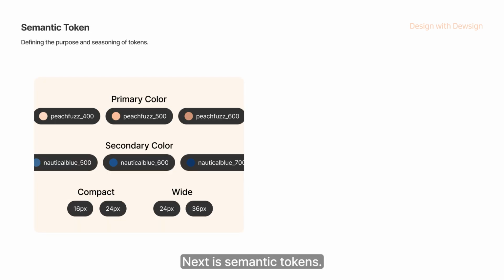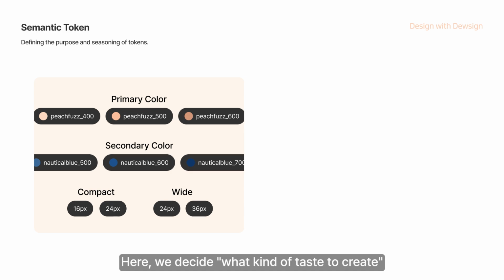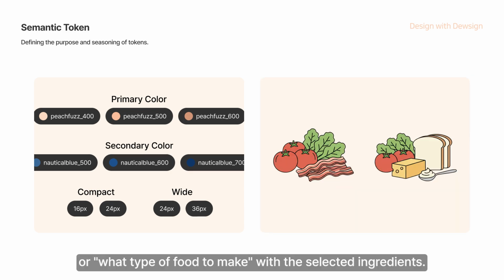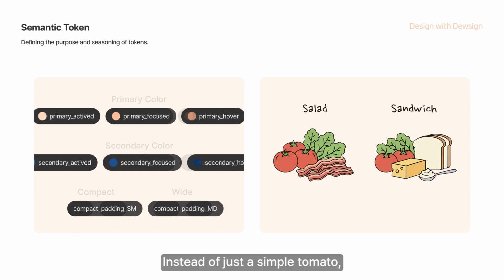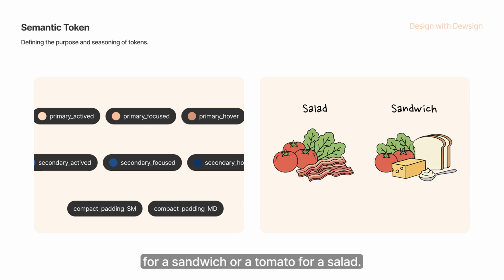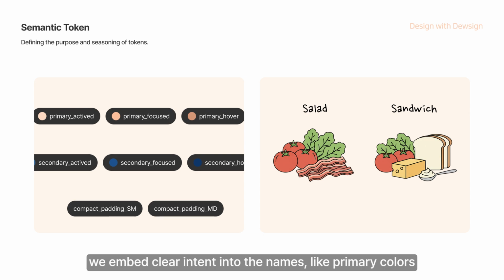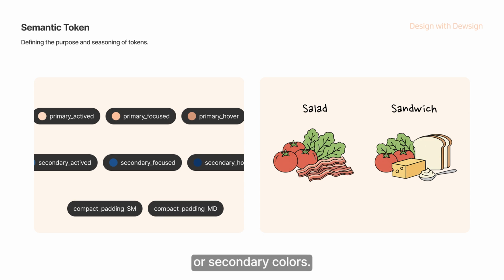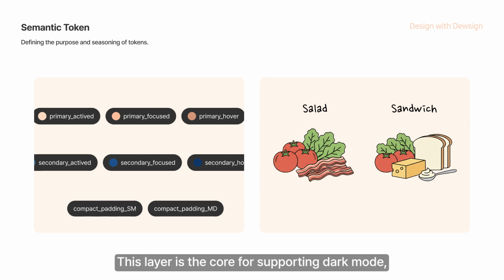Next is semantic tokens. Here, we decide what kind of taste to create or what type of food to make with the selected ingredients. Instead of just a simple tomato, we assign a specific purpose, such as a tomato for a sandwich or a tomato for a salad. Within a design system, we embed clear intent into the names, like primary colors or secondary colors. This layer is the core for supporting dark mode, allowing us to change the flavor depending on the situation.